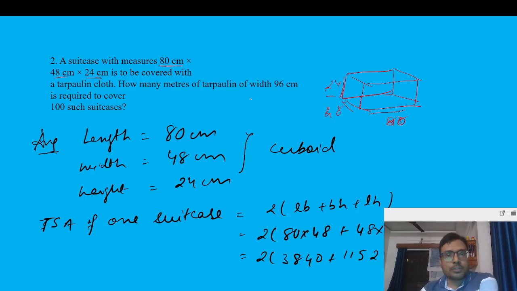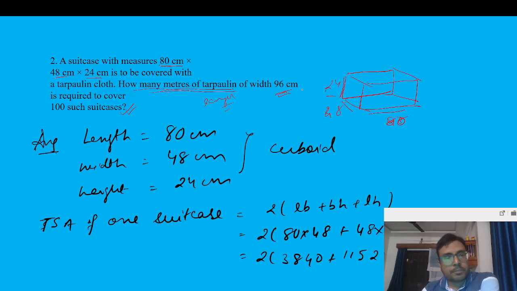How many meters of tarpaulin of width 96 centimeter is required to cover 100 such suitcases? So width of tarpaulin is given 96. You have to calculate in how many meters. All the dimensions are in centimeters, so your answer will come in centimeter, so you have to convert the centimeter into meter. And how many meters of tarpaulin means you have to calculate length, because width is already given. To cover 100 such suitcases, you have to calculate the area of one suitcase.